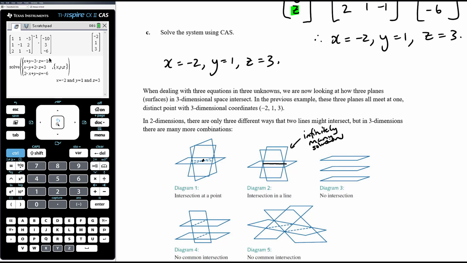Where they just intersect at one point, this would be a unique solution, which is what we found in the previous example. However, the 3 planes might not intersect at all. There might be no points in the 3-dimensional world where they all intersect at the same time. The most obvious way to think about that would just be 3 parallel planes.